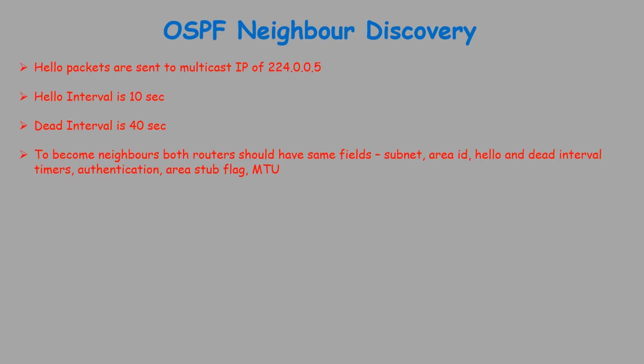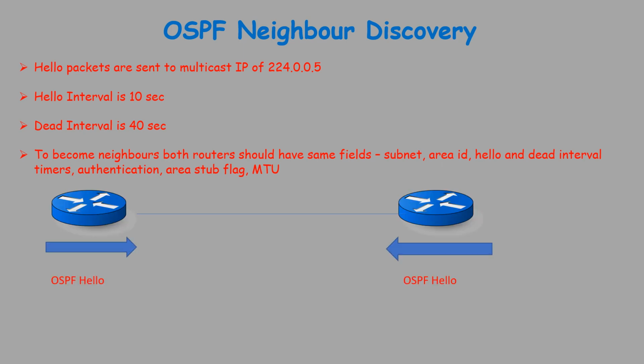The following fields in the OSPF hello packet must be the same on both routers in order for the routers to become neighbors: subnet, area ID, hello and dead interval timer, authentication, area stub flag, and MTU. The neighbor discovery process is explained in the following example. Routers R1 and R2 are directly connected and run OSPF. Both routers will start sending hellos to each other in order to establish a neighbor relationship. If the routers have compatible OSPF parameters, the neighbor relationship will be formed.